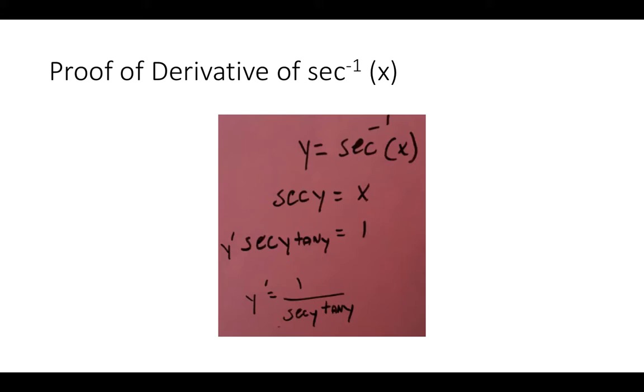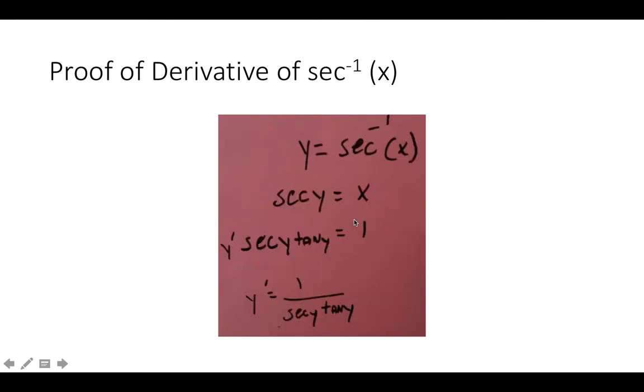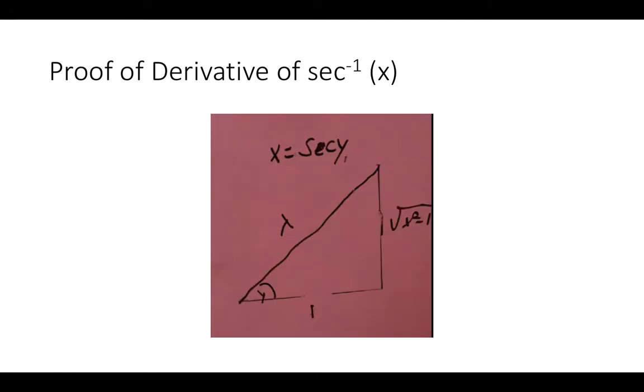The derivative of x with respect to x is 1. The derivative of secant of y with respect to x is going to be secant y times tangent of y. And because it's with respect to x, we have to factor in the y, and we'll get y prime. We'll put everything to one side, and we'll get y prime is equal to 1 divided by secant of y times tangent of y. But how does this equal this? They're essentially the same thing, but how? I'll show you on the next slide.